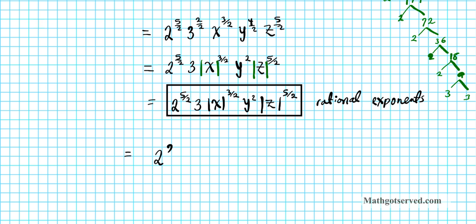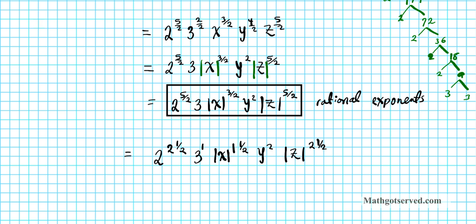So 5 over 2 is 2 and a half, and then we have times 3. This has a power of 1, which is an integer, which is okay. We don't need a radical around that. And then we're going to have the absolute value of x to the 1.5. And then y squared, we don't bother with that because it's an integer. And then the absolute value of z to the 2.5, as a mixed number.